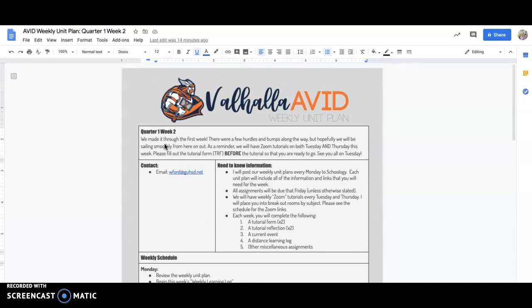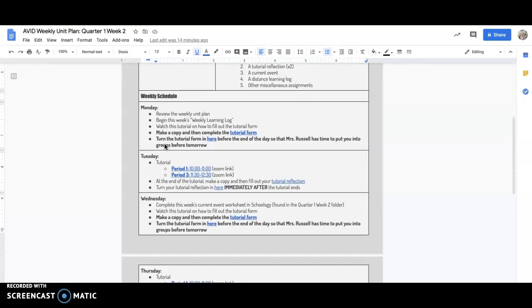All right, so you're going to scroll down to Monday and click on the first link that you see there, which says make a copy and then complete the tutorial form. This is the form that you are going to be filling out before every Tuesday and Thursday tutorial. You are responsible for filling it out the day before, which means you need to turn your form in for Tuesday on Monday night, and your form for Thursday on Wednesday night. I put those instructions right here. Turn the tutorial form in before the end of the day on Monday so that I can get you into your proper groups for the next day.